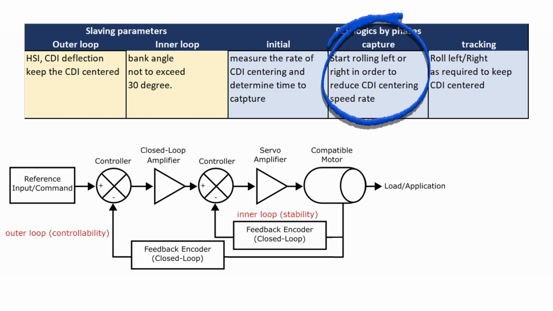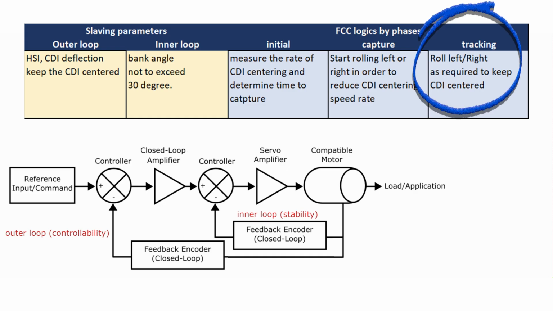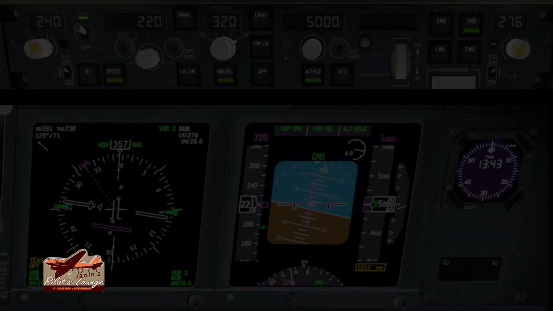The capture phase will start rolling the aircraft onto a track which is similar to the selected course in order to center the CDI. And the tracking mode will have the function of rolling left and right in order to keep the CDI centered. So you see that it will correct for the wind, but just looking at the CDI, the system doesn't even know which heading we are flying. All the calculations are based on the course deviation indicator.